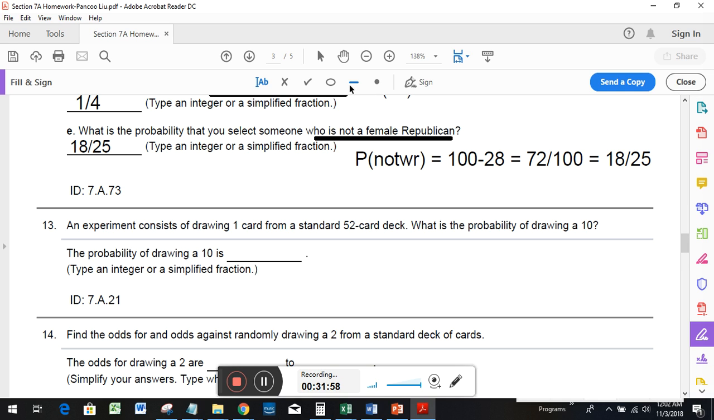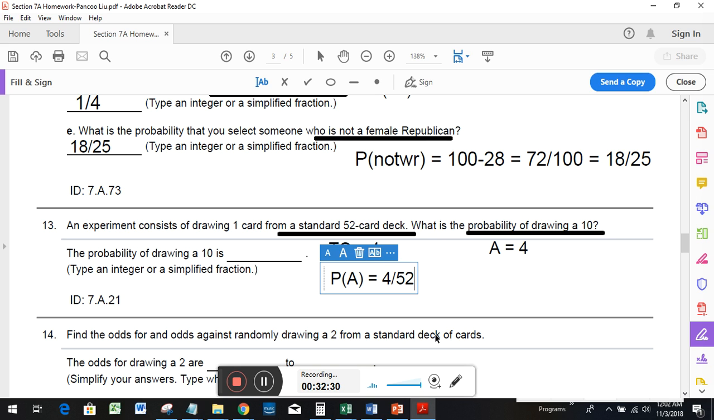Now, number 13 here says, an experiment consists of drawing one card from a standard 52 card deck. What is the probability of drawing a 10? So, your 52 card deck, that is your total outcome here. So, our total outcome is 52. And we are interested in the event of drawing a 10. So, remember, there are 4 cards for each number. So then our probability, P of A, will be 4 out of 52. And if we reduce this, 4 can actually go into each number. It'll be 1 over 13.